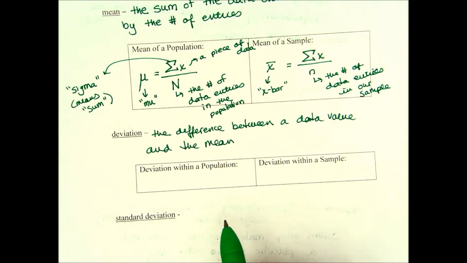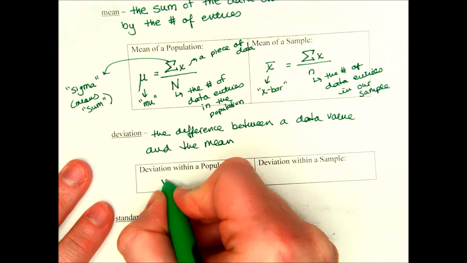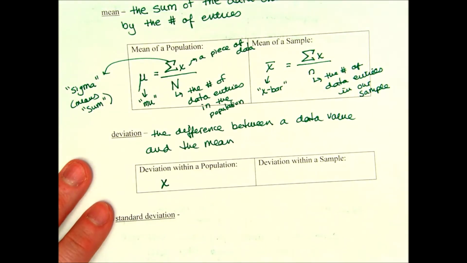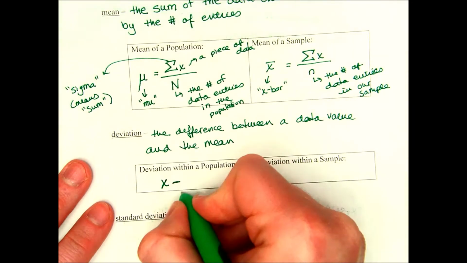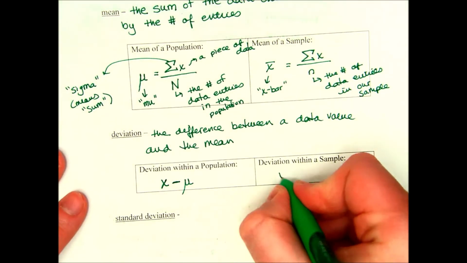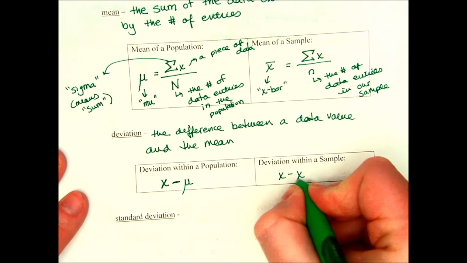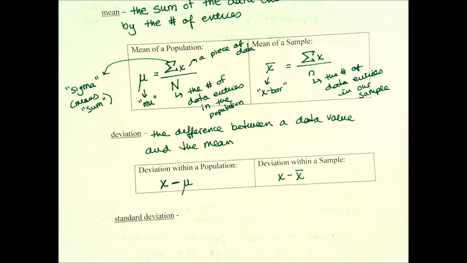If I want to find the deviation from a population mean, my data value is x. What's the difference between that and the mean? Our symbol for the mean, if we're dealing with a population, is mu. So I'm going to say x minus mu. In a sample, my deviation is going to be x minus x bar. Again, it is the exact same calculation. We're just using different symbols based on whether it is a population or a sample.